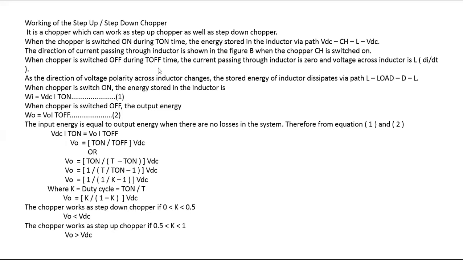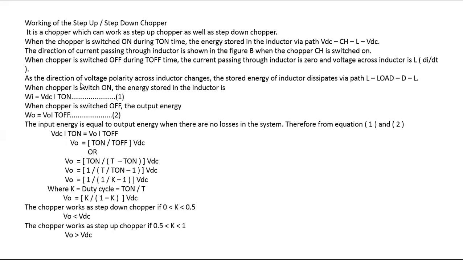When the chopper is switched off, in case B, the inductor starts to de-energize. You can see the voltage across the inductor. We know the formula L into di by dt. As the direction of voltage across the inductor reverses, current flows from L plus to load, load to diode, and diode to L minus. We have to keep here L plus and L minus.